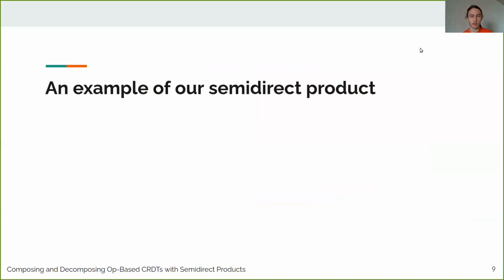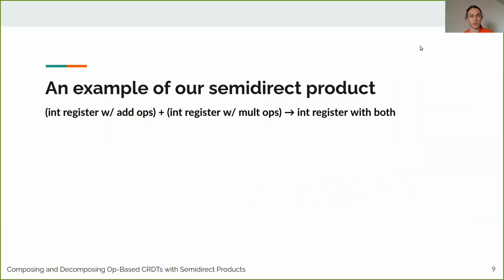Okay, now for the rest of the talk, I want to give an example of how our semidirect product works. In particular, a simple example: we're going to start with two commutative data types, an integer register that has add operations and an integer register that has multiplication operations. And we want to compose them into an integer register that supports both kinds of operations at once. Okay, so an example of something you can do with this data type is you start in state 1, multiply by 3, and add 1.